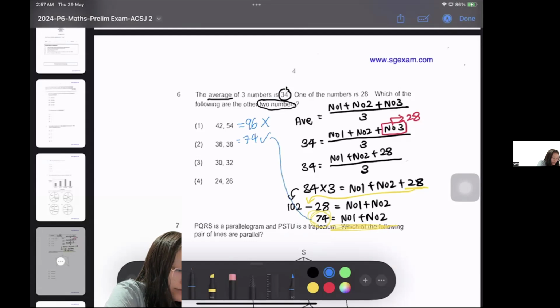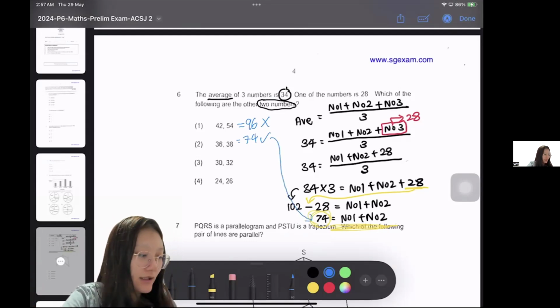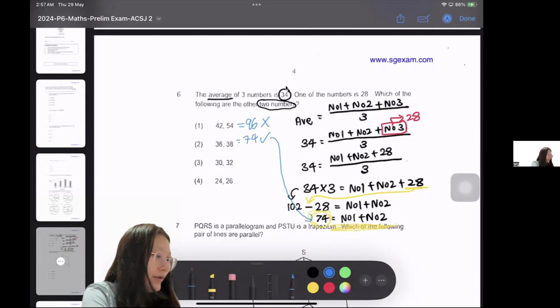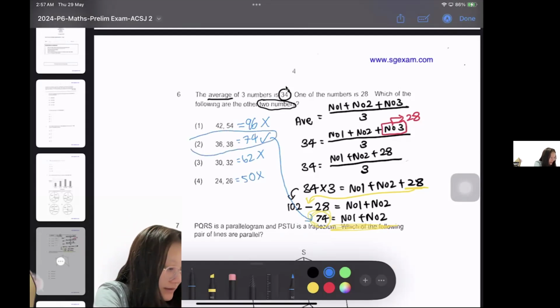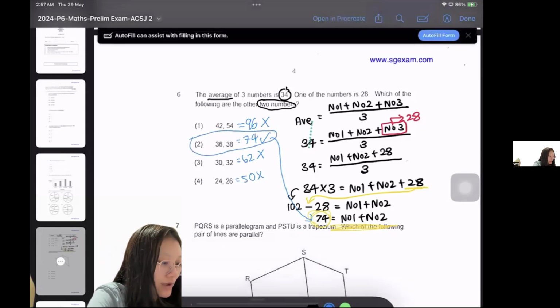Same as the 74. Next, I'm just going to continue to check if the others are not 74. This is 62, so it's not. And then 24 plus 26 is 50, which also is not. So the answer is number 2. Okay, let's move on to the next question.